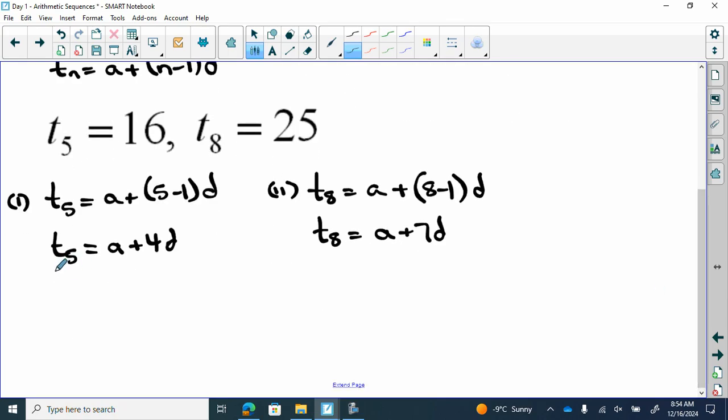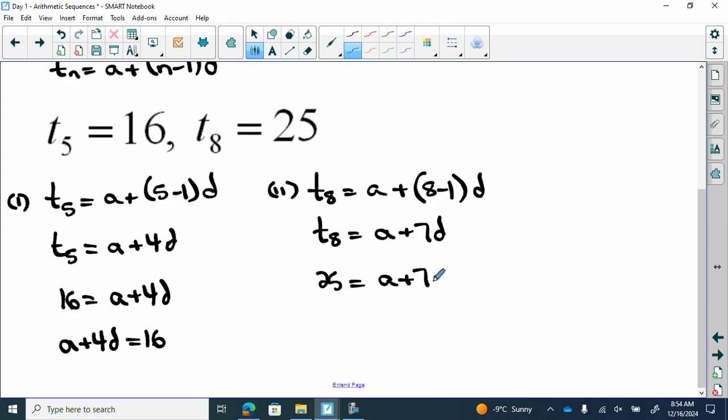Now, what can I replace the T5 with? That's right, term 5 is equal to 16. So now I can say that A plus 4D equals 16. Most people would probably write it like this. And now I can also say that A plus 7D is equal to what? What can I replace the T8 with? A 25. A plus 7D equals 25.